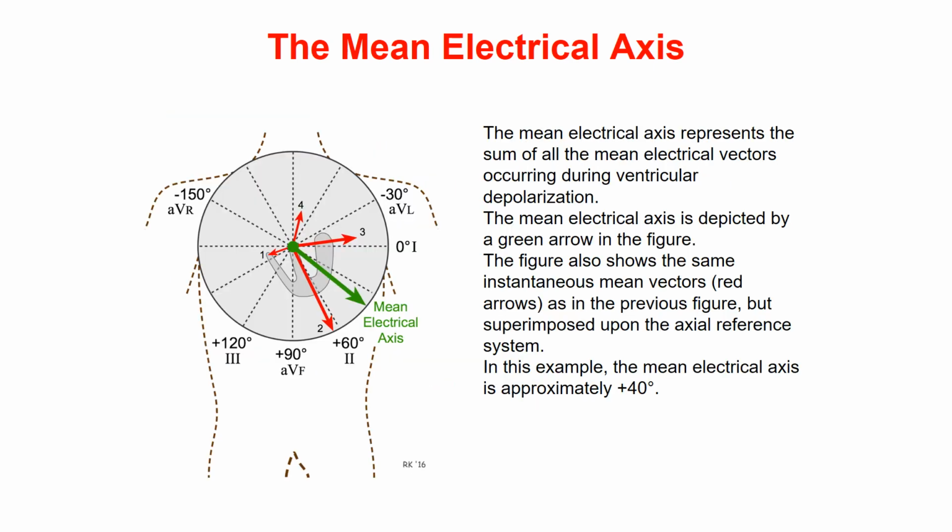The mean electrical axis represents the sum of all the mean electrical vectors occurring during ventricular depolarization. The mean electrical axis is depicted by a green arrow in the figure. The figure also shows the same instantaneous mean vectors, red arrows, as in the previous figure, but superimposed upon the axial reference system. In this example, the mean electrical axis is approximately plus 40 degrees.